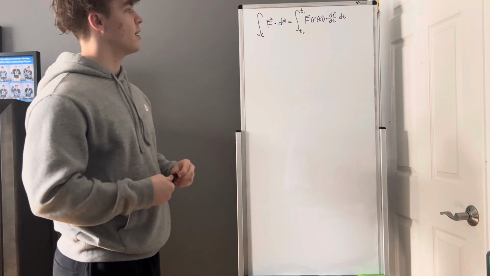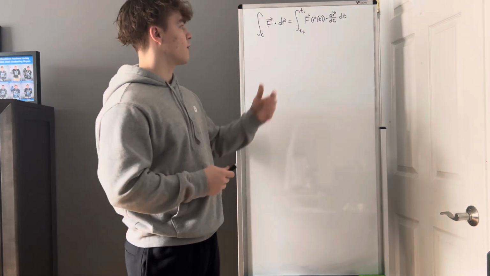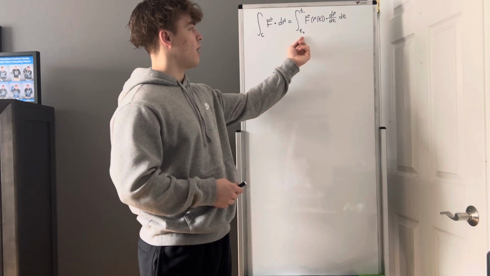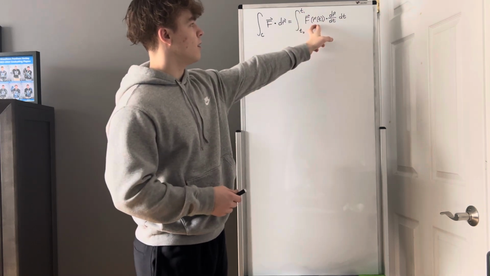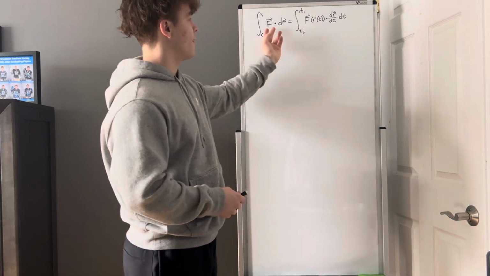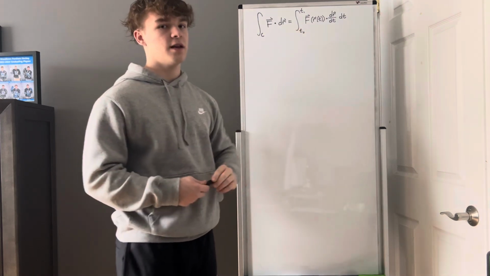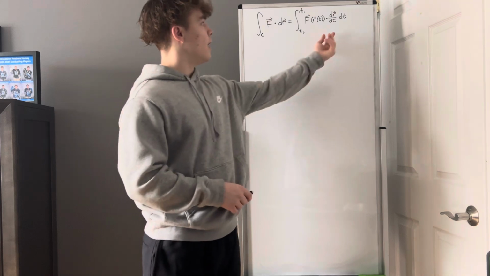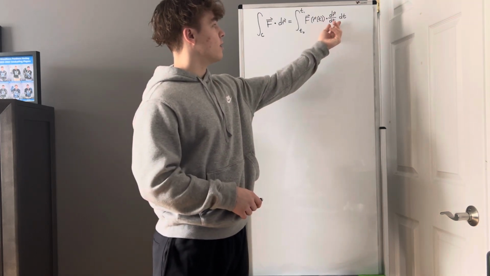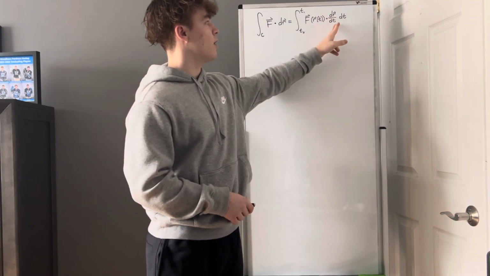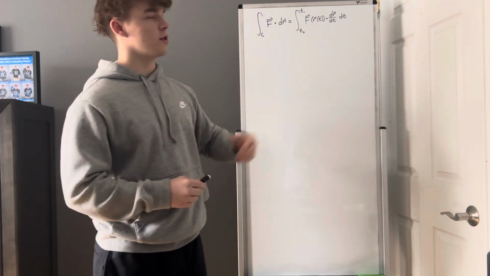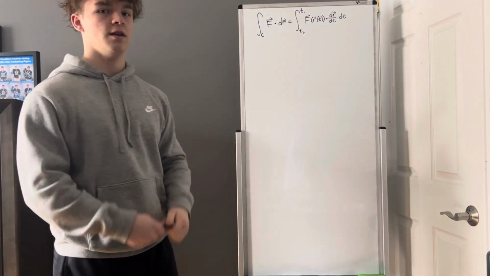And how we can evaluate this is, of course, parametrize C into a function r of t. We now have our vector field represented in our parametrization form. And then we're going to dot product it with dr over dt. And then we're going to evaluate that entire integral with respect to t.